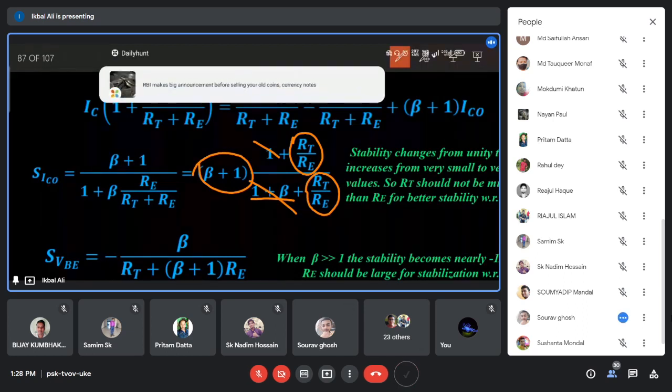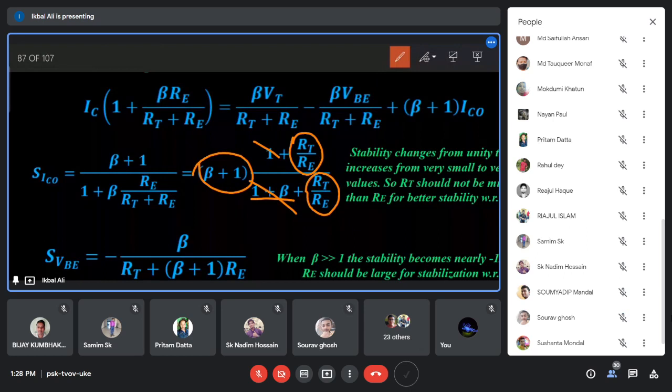RT by RE should be very, very less than 1, very very small RT by RE, or RE resistance should be very very larger than RT resistance. Or you have to choose a very high value RE resistance. Have you got it?